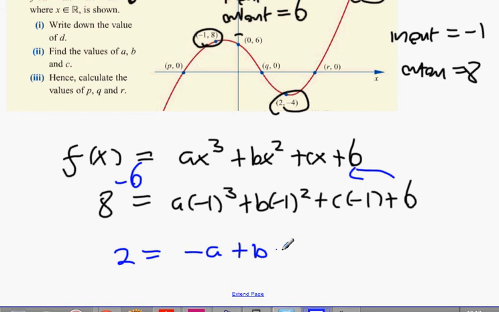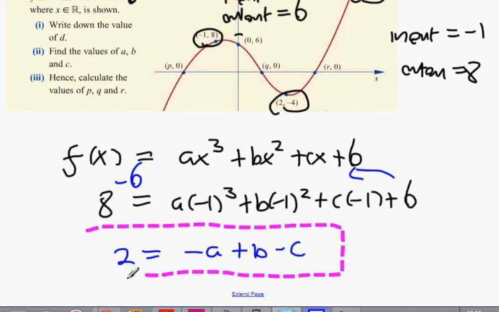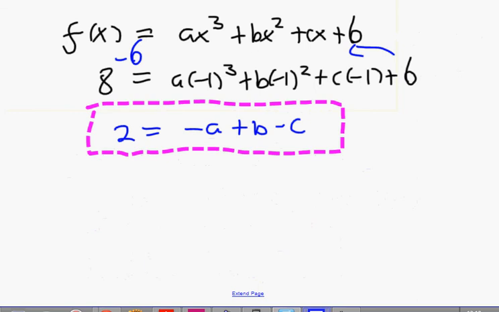plus b minus c. Minus 1 squared is 1. The 6 is brought over the other side. That's equation 1. Equation 2 is (2, minus 4).